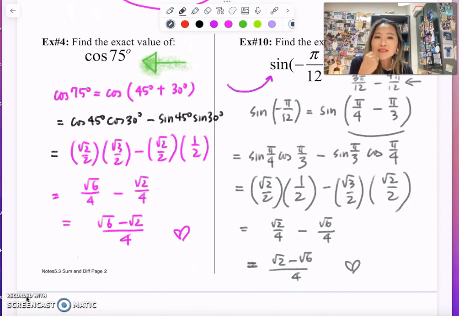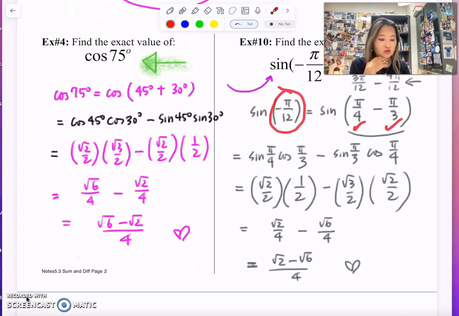Okay. Digest that a little bit, okay, and ask me any questions and see if there's other ways that you can actually achieve negative pi over 12, not using these two angles. And you'll find that there's actually one more. Okay? Maybe you were thinking pi over 6 minus pi over 4.